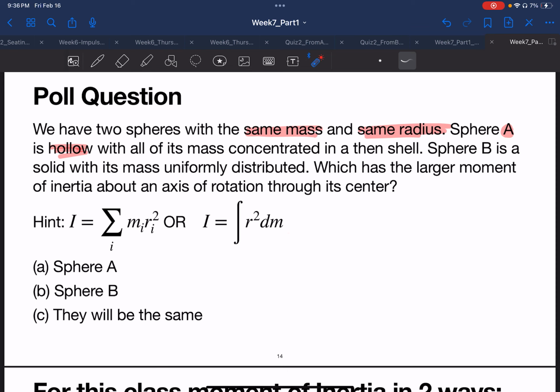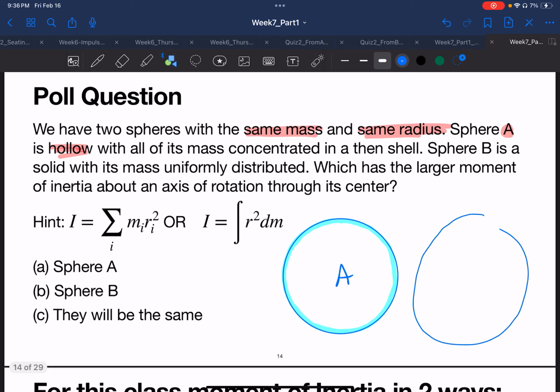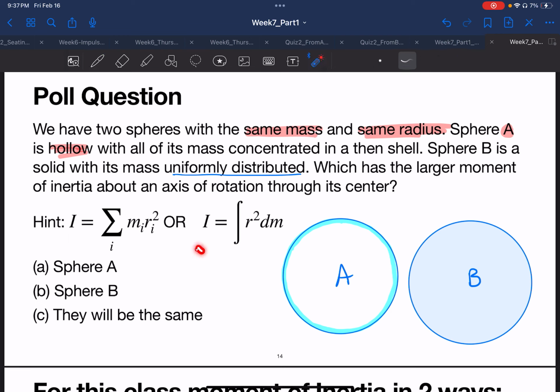And then let's draw this out. So here's sphere A, and we can show that the mass is all concentrated basically in a shell. And then we have sphere B, which is the same size, but sphere B is a solid sphere, and the mass is uniformly distributed. And we were asked which one would have a larger moment of inertia. So some of you actually may already be familiar with the different moment of inertia of different types of geometries and objects, but without thinking about those formulas, let's think about the definition or the expression for moment of inertia.